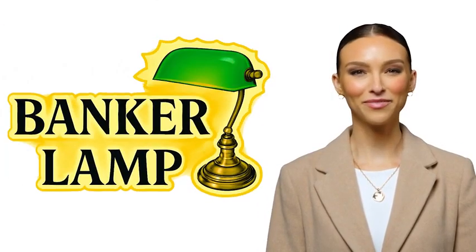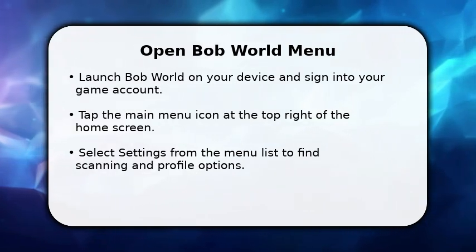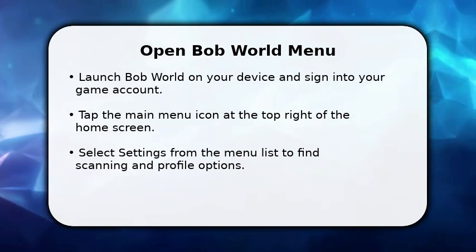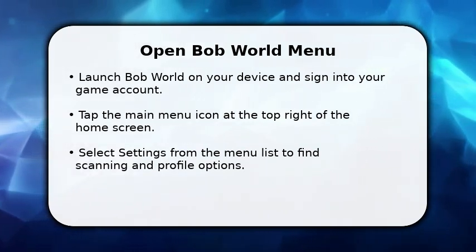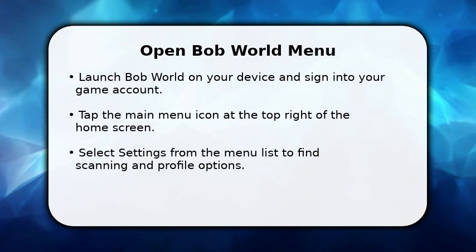Please enjoy the video. Launch Bob World on your device and sign into your game account. Wait for the home screen to fully load before you continue. Tap the main menu icon at the top right of the home screen. The menu expands with icons and labels for store, friends, events, and settings.